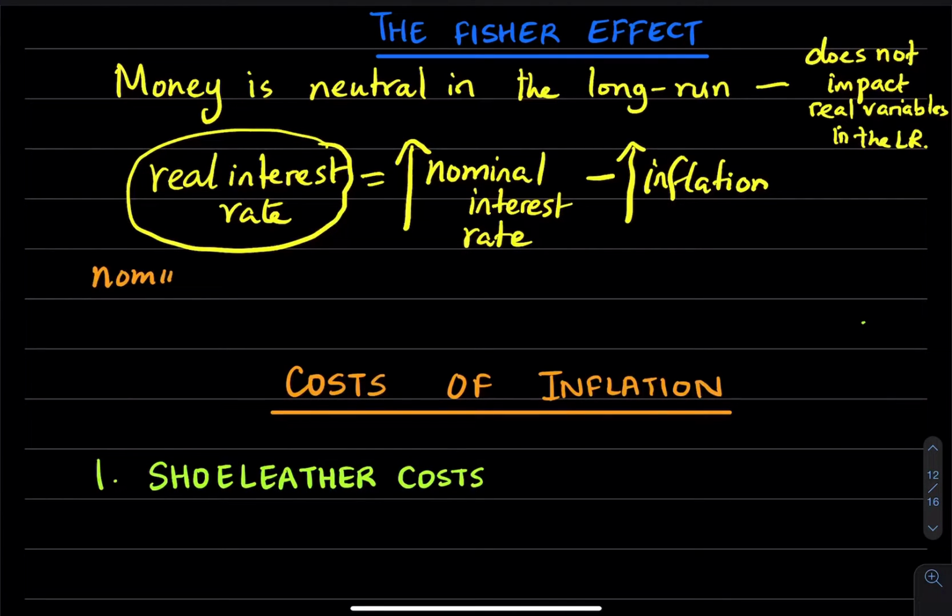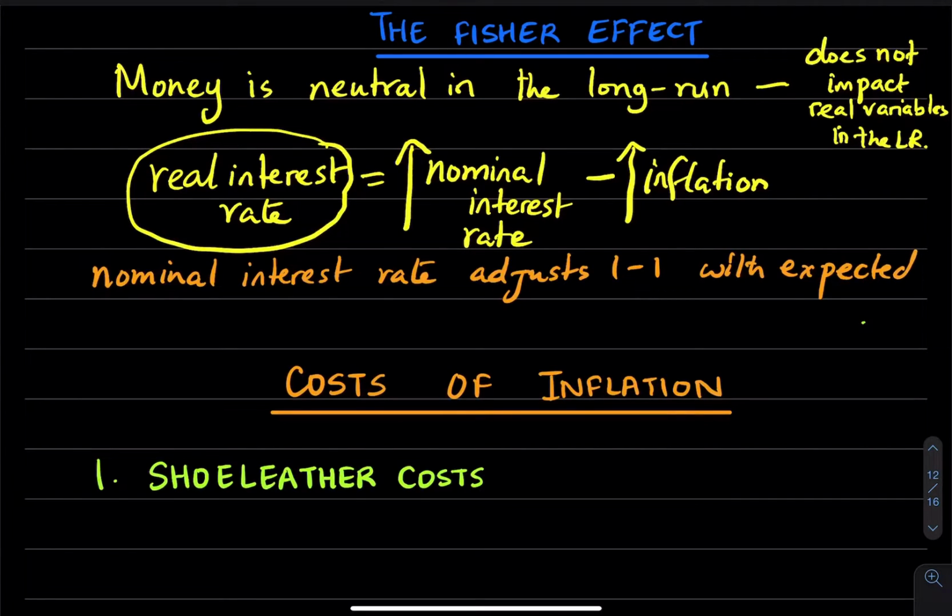So the Fisher effect actually says that the nominal interest rate adjusts one for one with expected inflation. And even if we plot nominal interest rates and inflation, we would see that they move together. And the difference between them is the real interest rate. Of course, in the short run, there are differences, but in the long run, there is a one-for-one movement.